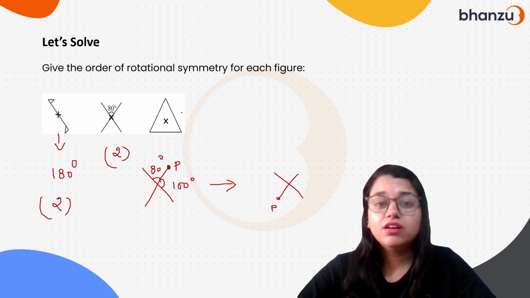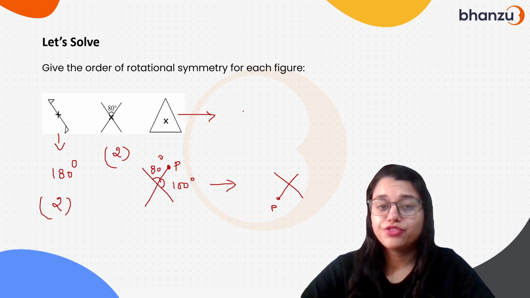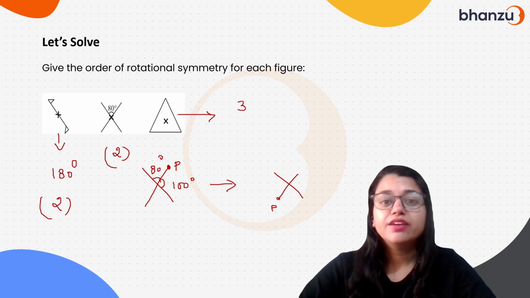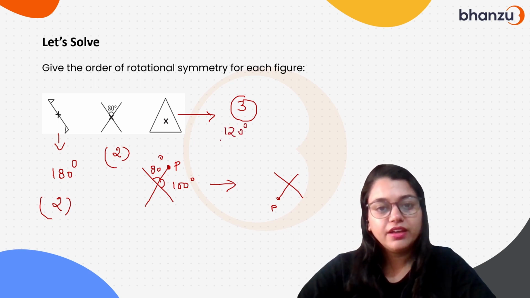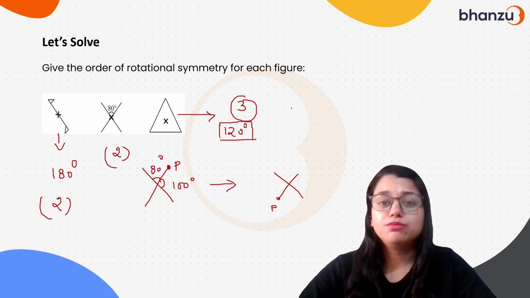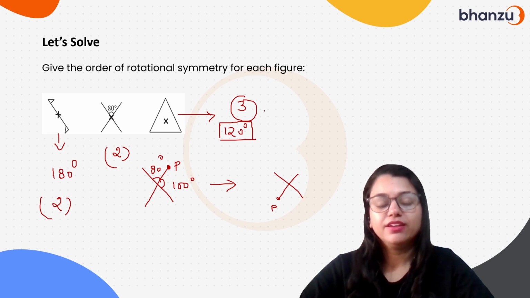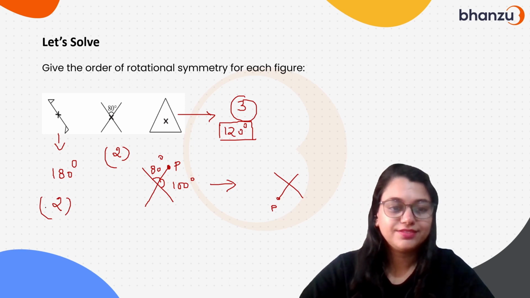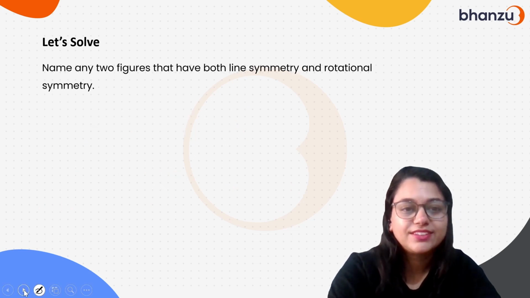Now, if you look at the third figure, students, which is an equilateral triangle. So what is the order of symmetry here? The order of symmetry will be 3 here. Because if we rotate it at an angle of 120 degrees, then we will get the same shape. So the angle of rotation will be 120 degrees here, right? After 3 times, you will get the same shape as the original one. So the order of rotational symmetry will be 3 here. Understood? Wonderful.